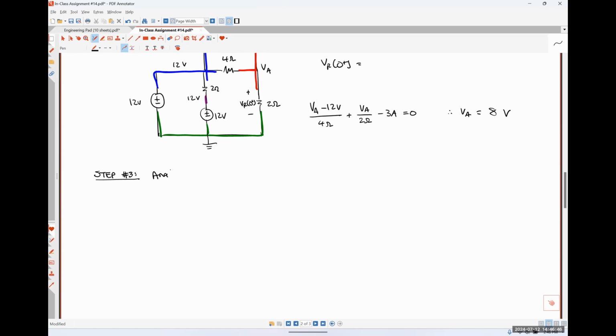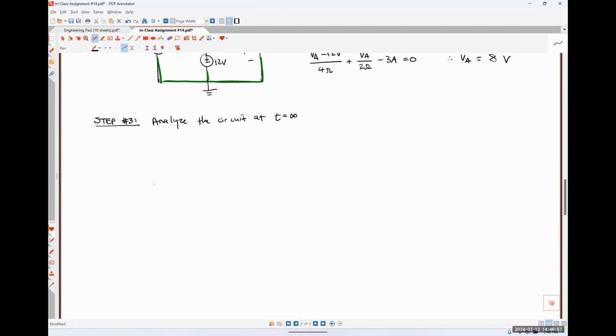is to analyze our circuit at t is equal to infinity. So at t is equal to infinity, our switch is still closed. So we have our 12-volt source connected to a 2-ohm resistor in series with a 12-volt source. Here is our 4-ohm resistor. Over here to the right is our 2-ohm resistor, and we're looking for VR at infinity. And then across the top here, yet again, I have my inductor.